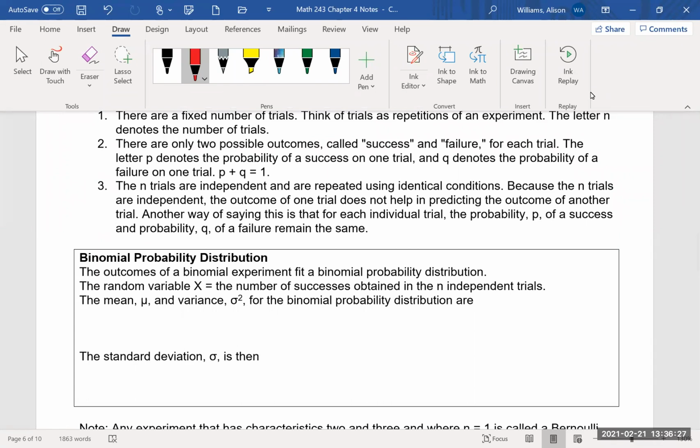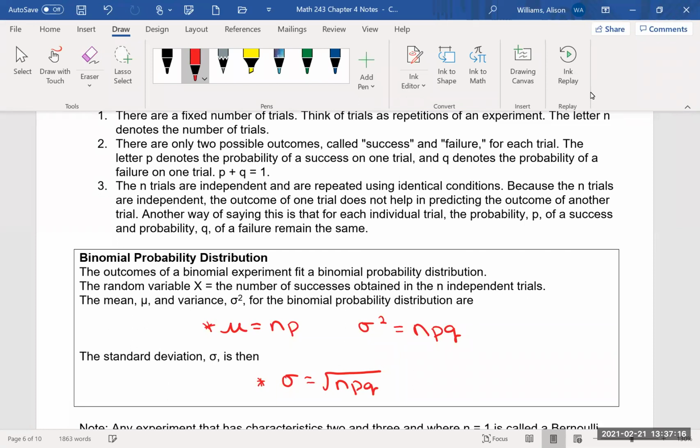So to find the mean for a probability experiment, it will be mu equals the number of trials times the probability of success. Now, for standard deviation, we need the variance. The variance is the standard deviation squared. So, in a binomial probability distribution, the variance, which is little sigma squared, is n times p times q. The standard deviation is the square root of n times p times q. So these are the two we will focus on.